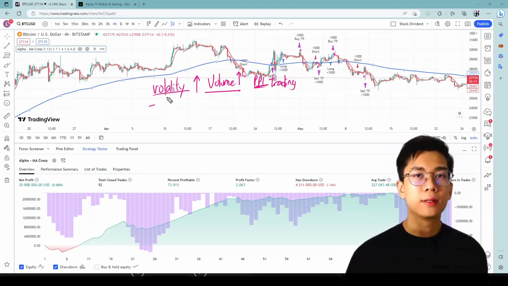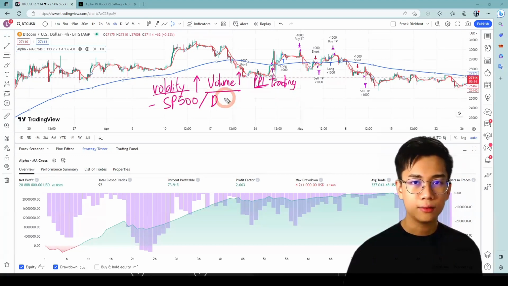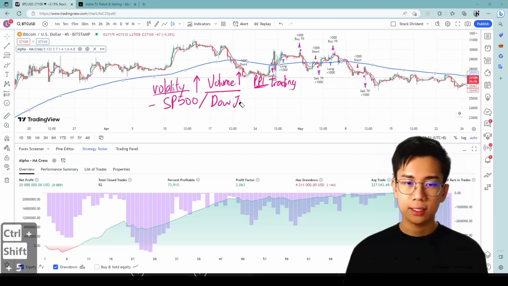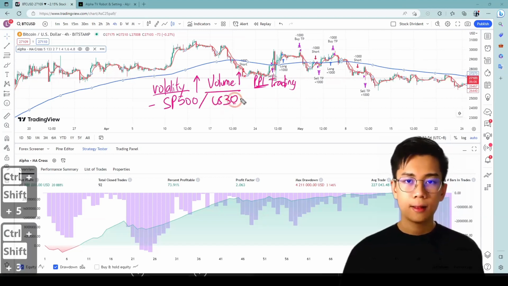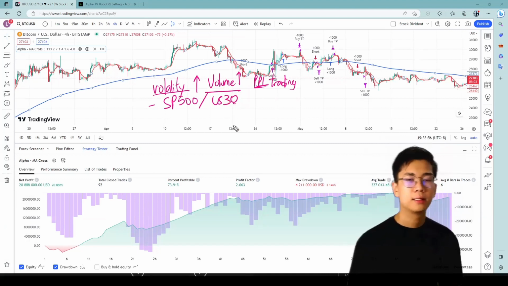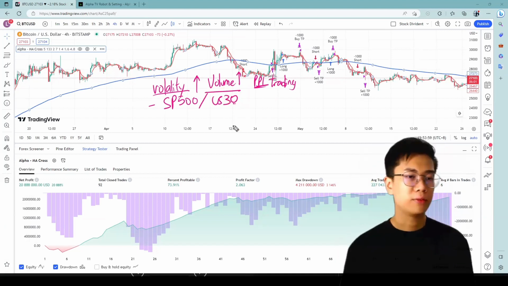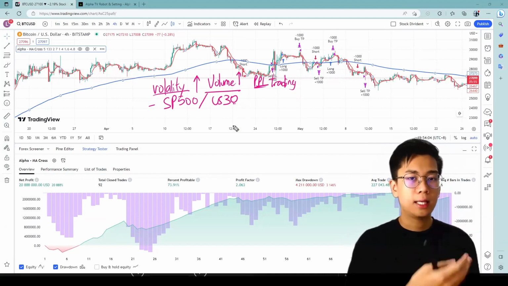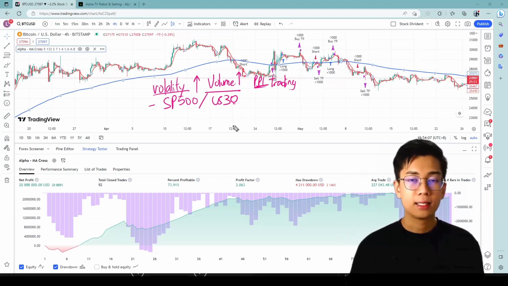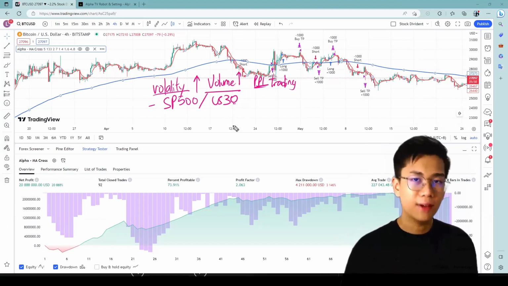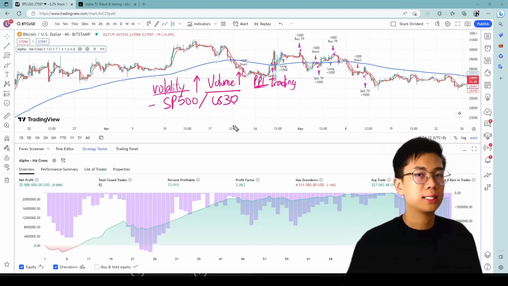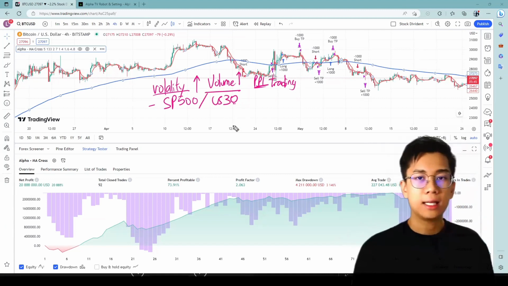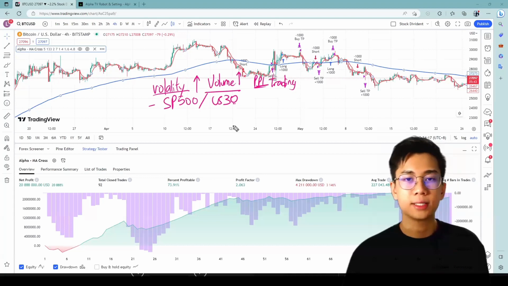For example, S&P 500 or Dow Jones, or we call it US 30. Dow Jones has more volume traded just because of the nature of Europeans and Americans trading on these markets. Most of the time they are not trading, they are investing. They just put the money there, don't care, and wait for the dividends. That is more for Dow Jones and S&P 500.